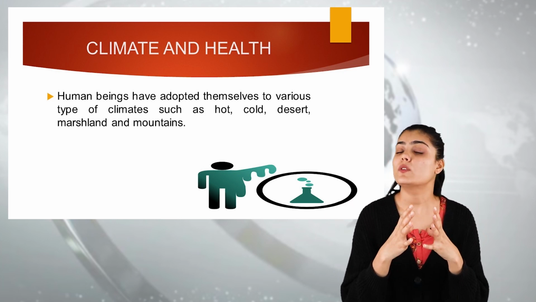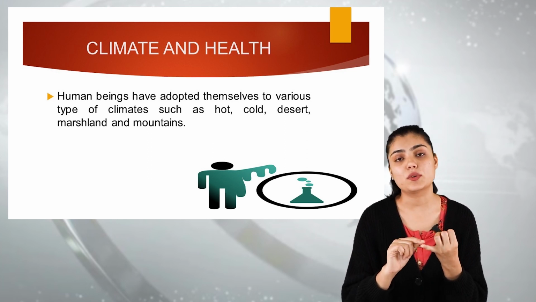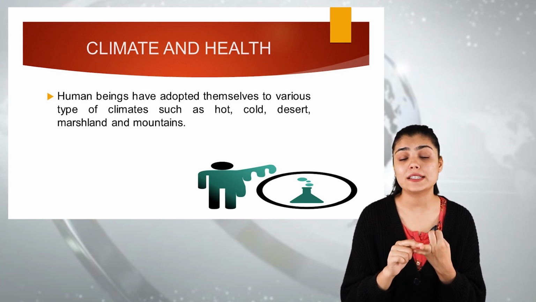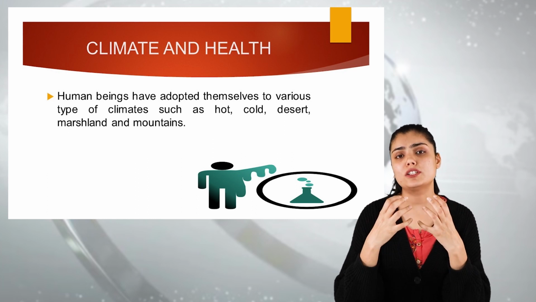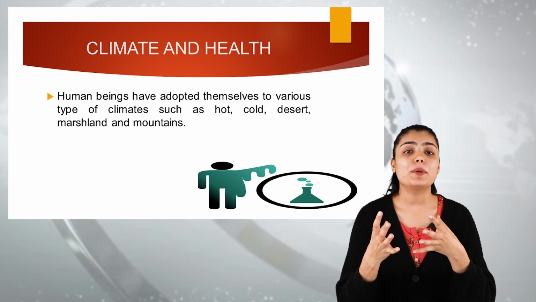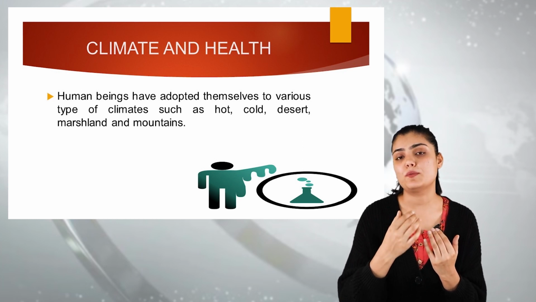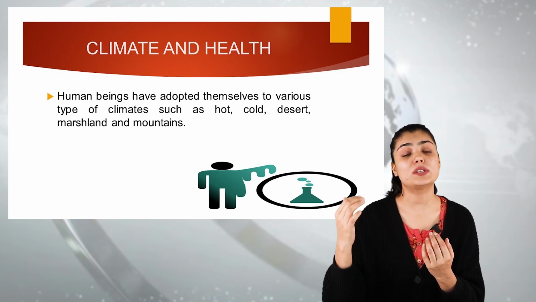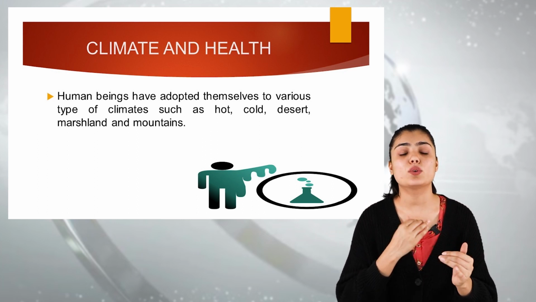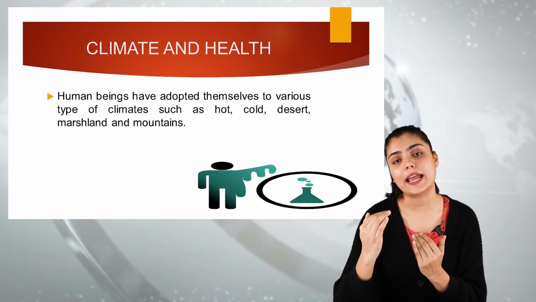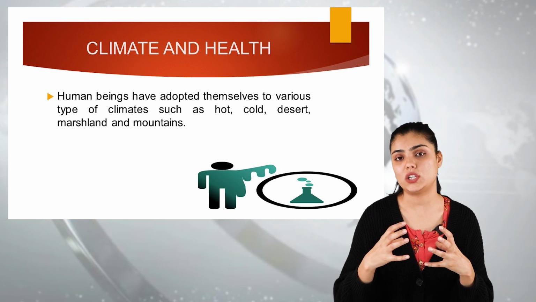As human beings, we have also adjusted ourselves to different kinds of climate, right? We have adjusted ourselves to hot climate, to cold climate, desert, mountain. We see that people are able to adjust to different kinds of climate. Some people can stay in a cold climate, whereas some people survive in very hot climate, in mountain areas, and some people are also able to survive in desert areas. So human beings are adapted to different kinds of climatic conditions, and they are able to survive in such conditions as well.